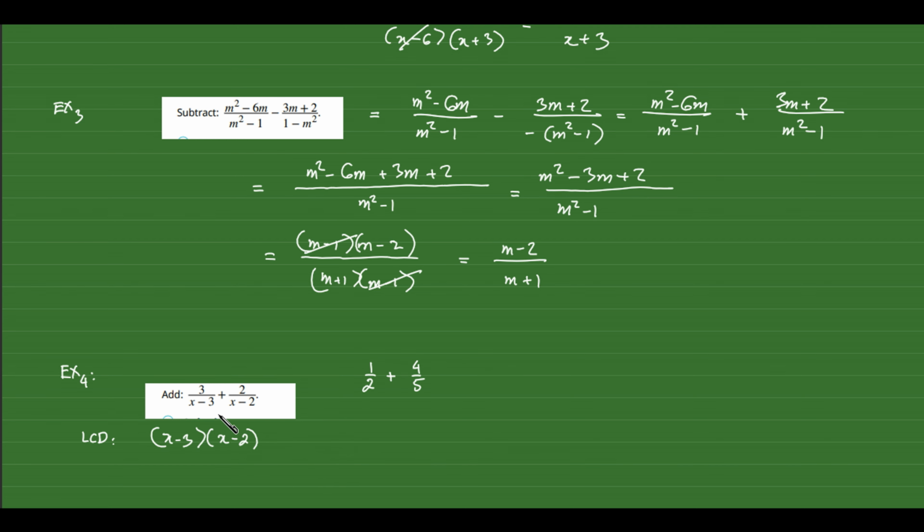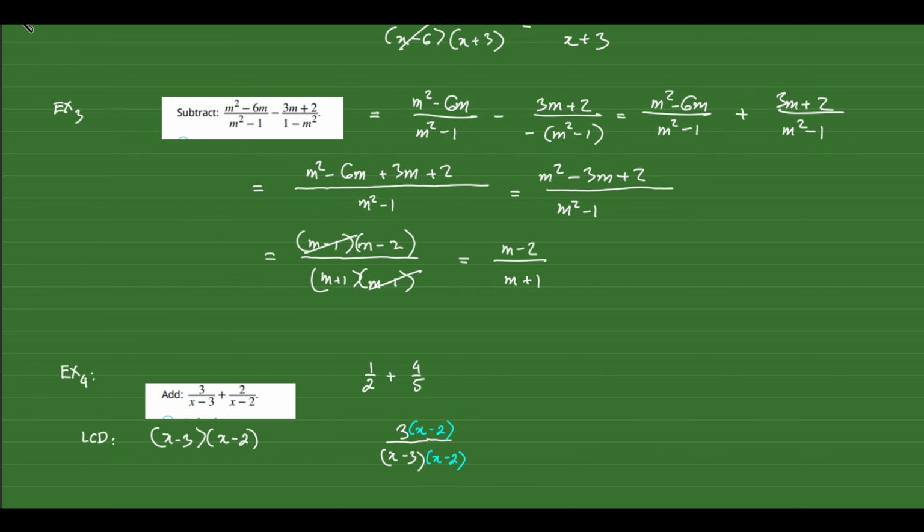Then we're gonna compare this LCD with this denominator, and you see that they have x minus 3, but it doesn't have x minus 2. So what you have to do is multiply the top and the bottom by the missing part. So the missing part over here is x minus 2, because they have x minus 3, but they don't have x minus 2. So I use different color here.